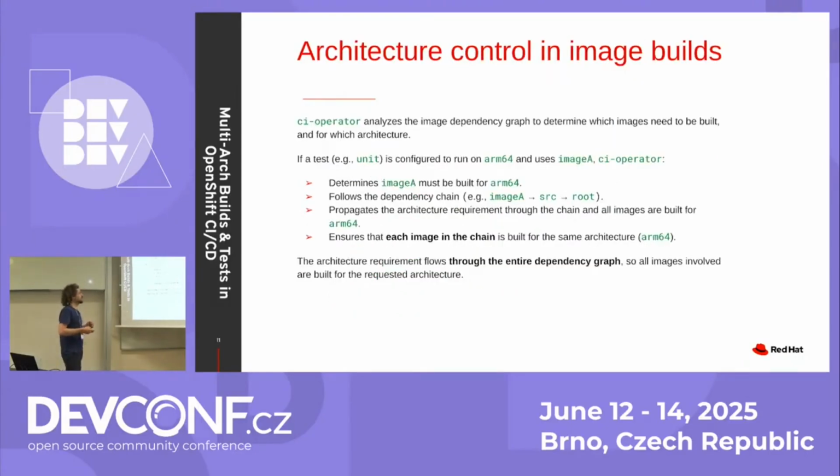So how do we do it? The ci-operator technically resolves the whole graph from the configuration and understands what to build. So if you have a unit test, and in that unit test I want to use an ARM node and run it, your ci-operator will understand that I need to build the root image, the src image, perhaps other images that I can use, and then build on top of that the image A in this example, right?